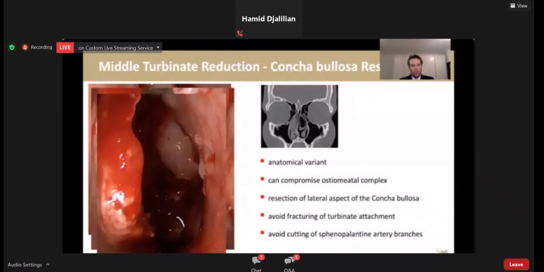What is important to mention is if you are cutting in that part, in the deeper part where the middle turbinate is going to the lateral wall, there are the big branches from the sphenopalatine artery, and these branches should be preserved to avoid postoperative bleeding.